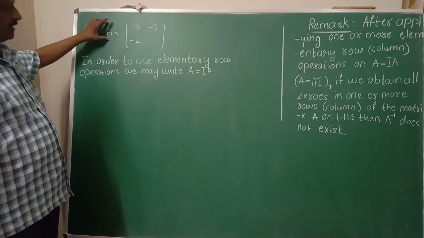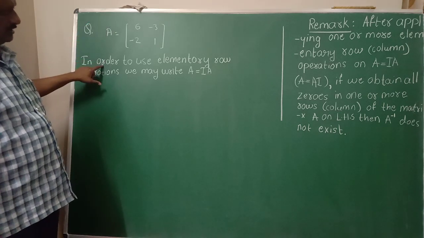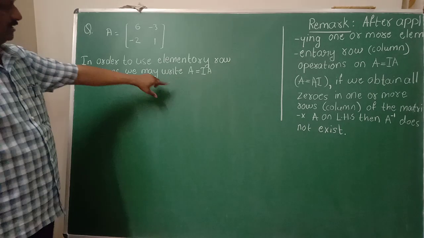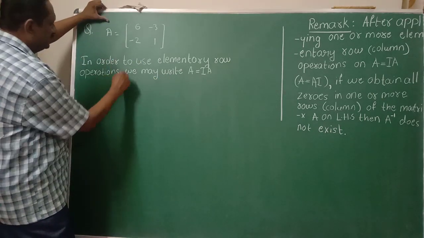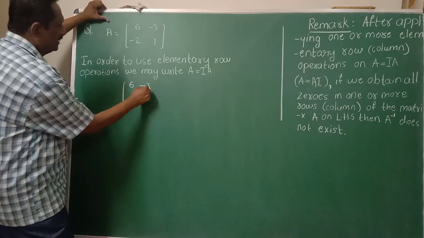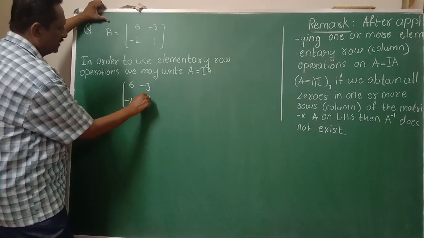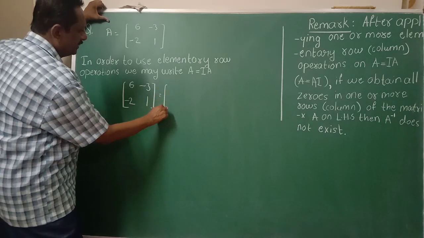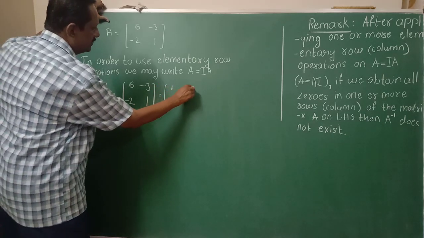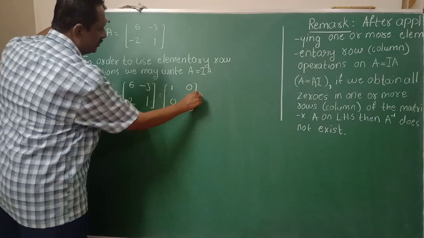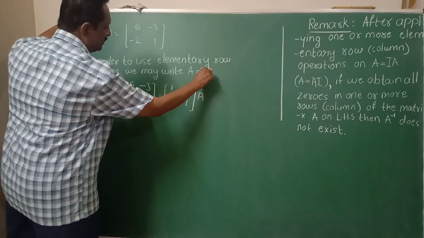Here is the given matrix. In order to use elementary row operations, we may write A equals I into A. Therefore, A is this matrix here: [6, -3; -2, 1] equals I, the identity matrix [1, 0; 0, 1], into the matrix A.